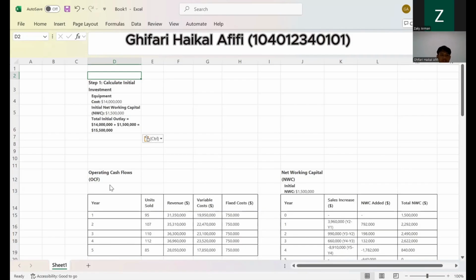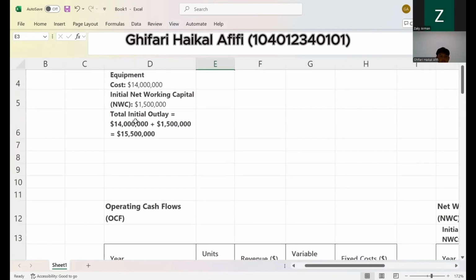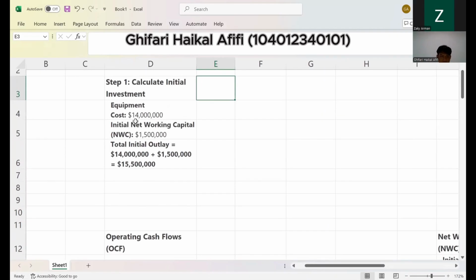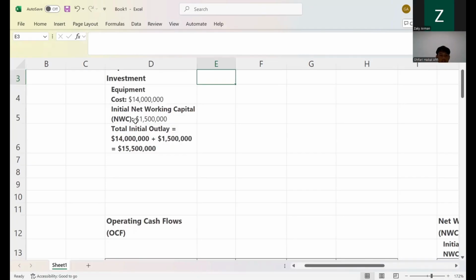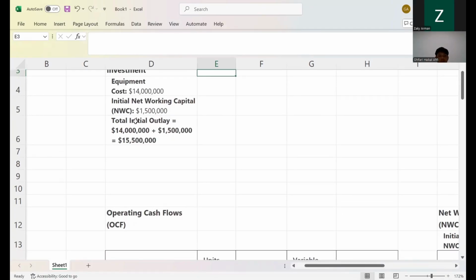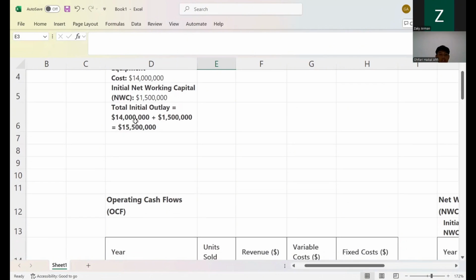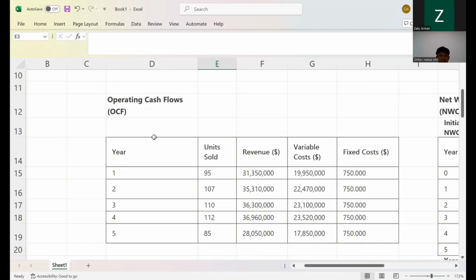So, first of all, for step 1, we need to calculate the initial investment. For the equipment cost, we got $14 million, and the net working capital, NWC, is $1.5 million. And for the total initial outlay, we got $15.5 million.